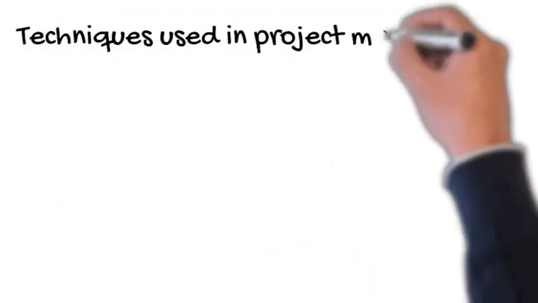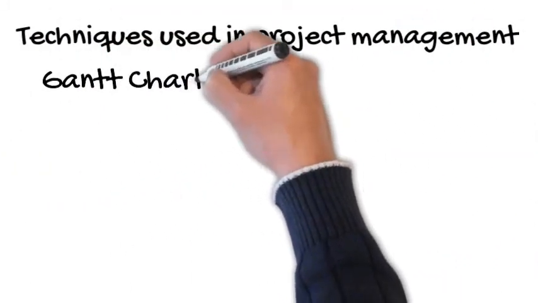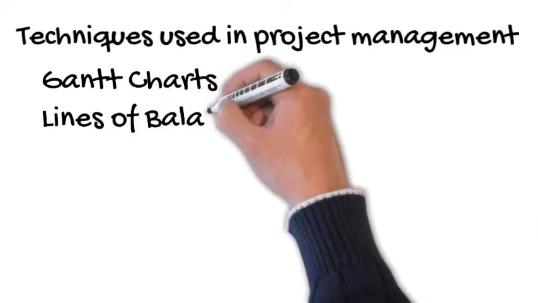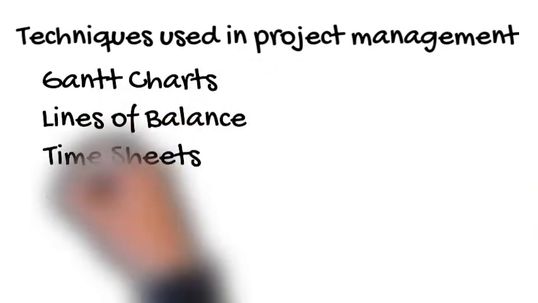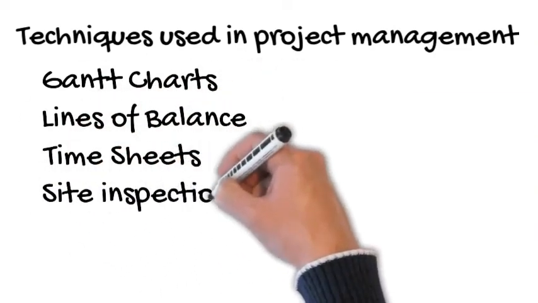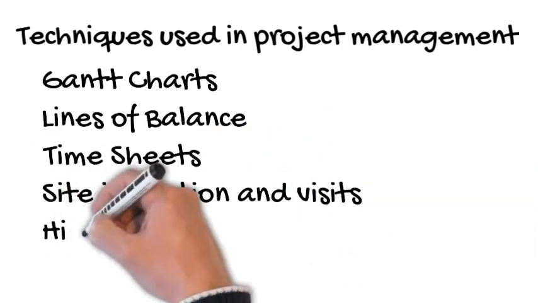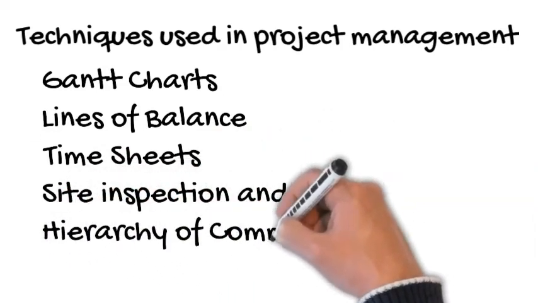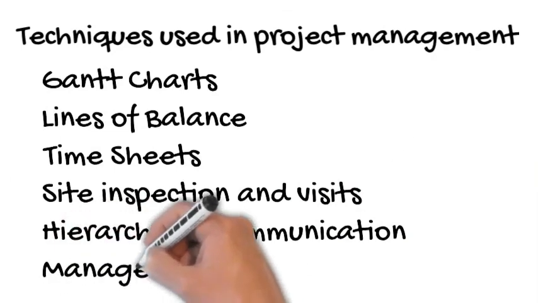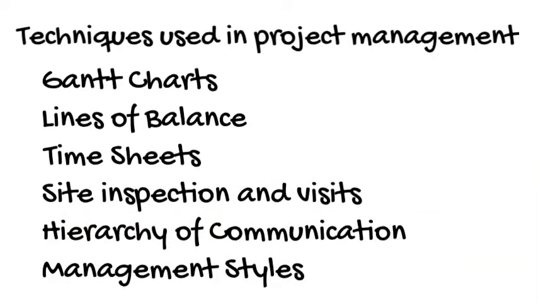So in summary, you're writing me a piece of work that looks at the techniques used to manage a project. Remember, these included Gantt charts, lines of balance for those larger projects or projects where there's something repetitive going on, ways of managing staff such as timesheets to track the hours they've worked, and ways of monitoring the quality of the site, the quality of the build going on. So looking at site inspection, that might be the architect coming round or the client coming round. How and who communicates to who, hierarchy of communication.